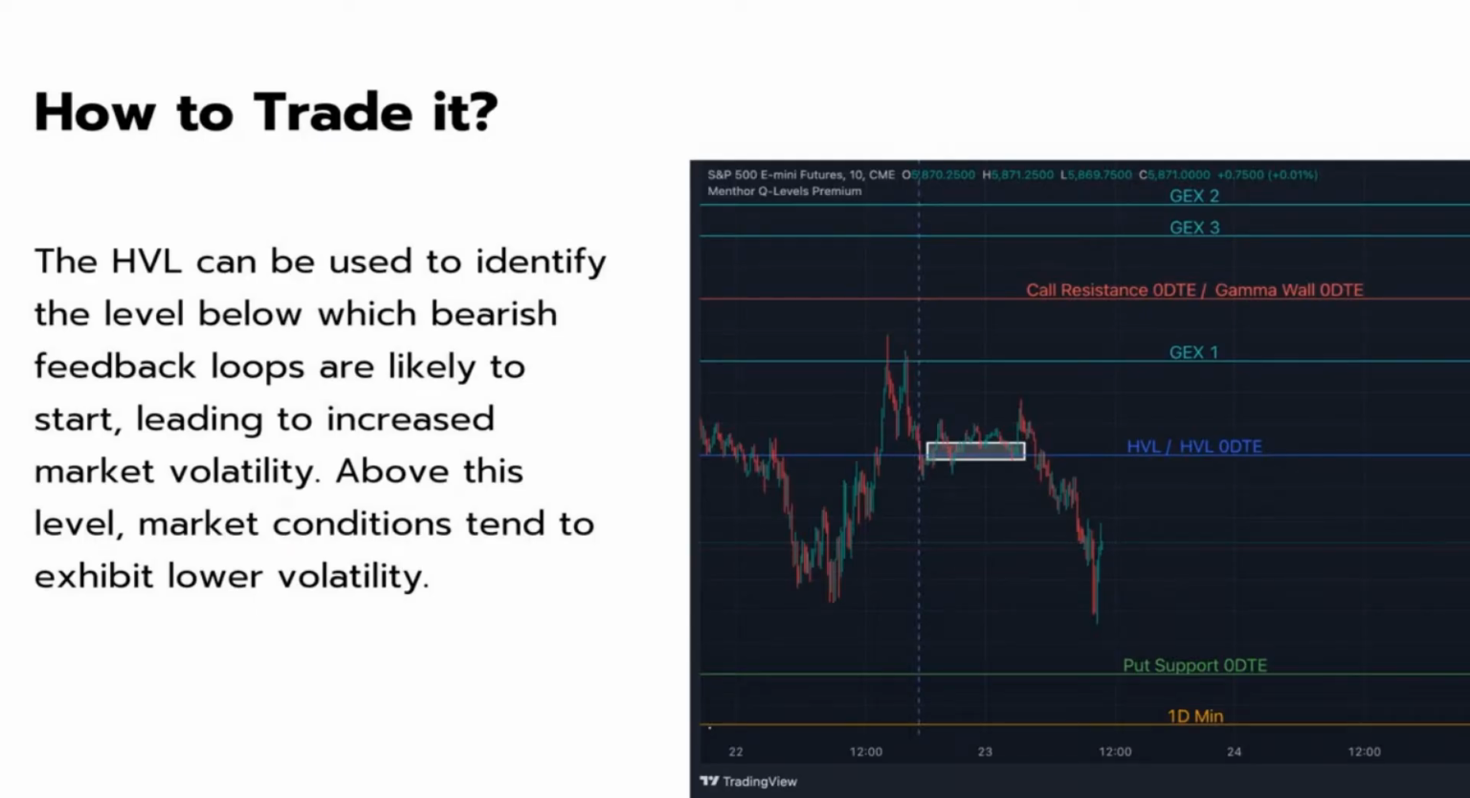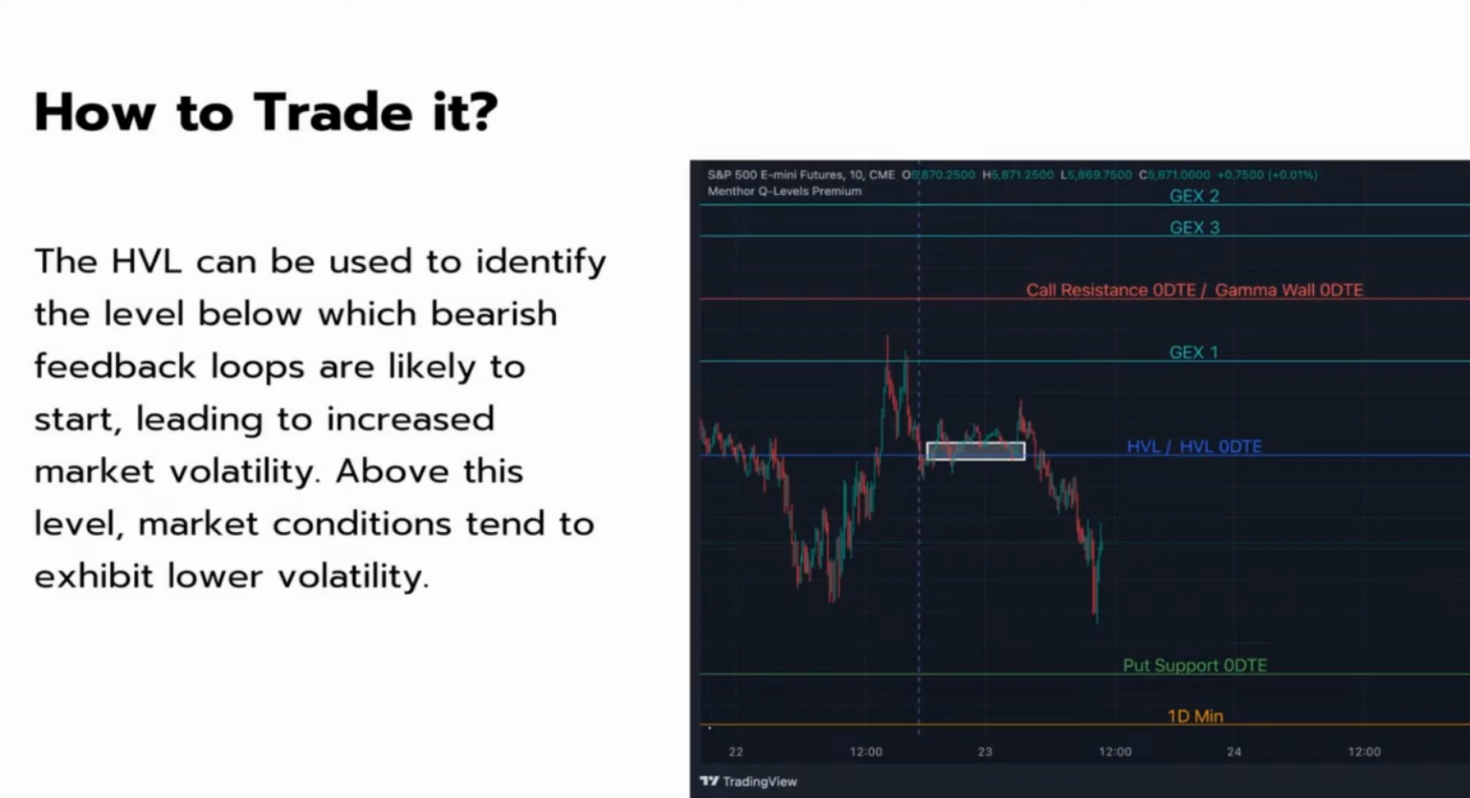So how do we use it? Then we're going to go into some examples. The high vol level can be used to identify the level below which a bearish feedback loop is likely to start, and that could lead to increased market volatility. Above this level, market conditions tend to exhibit lower volatility, so we tend to see lower movement.